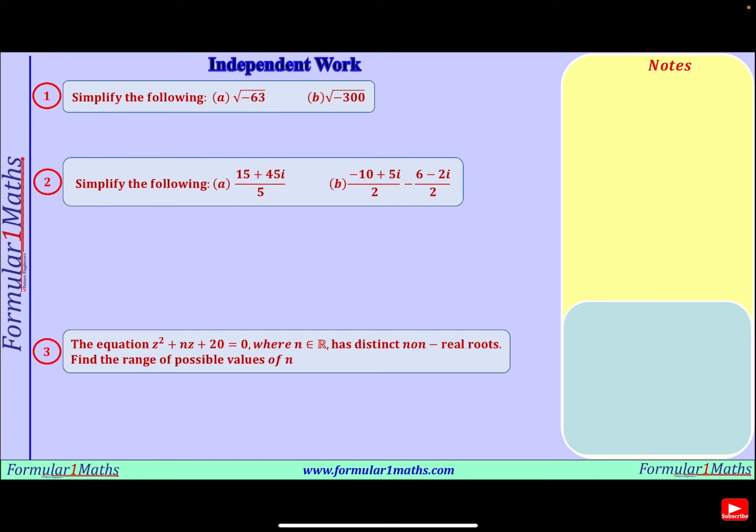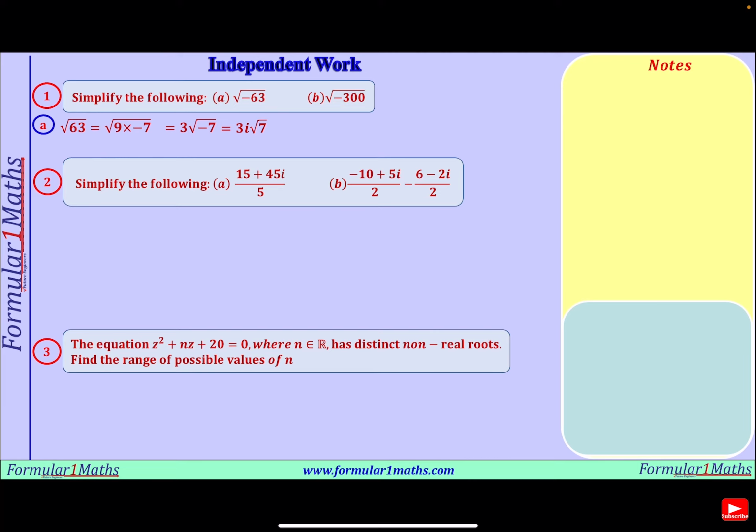So first one, simplify the following. Square root of minus 63. That simplifies to that, because the square root of 9 is 3, and you get 3i square root of 7.